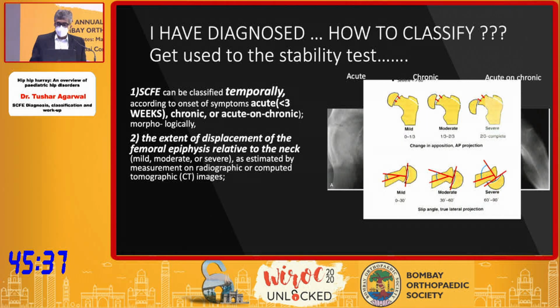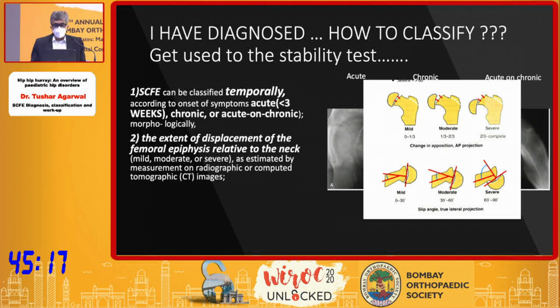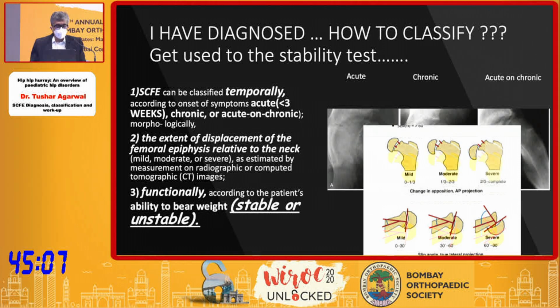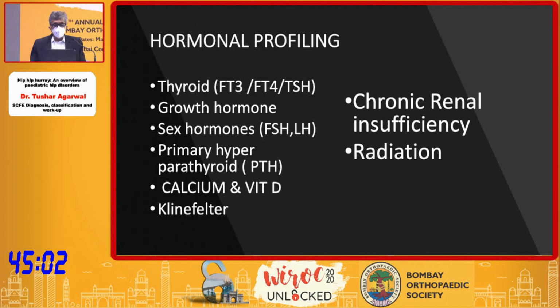Now to quickly classify, acute is all patients symptomatic for less than 3 weeks. Chronic are patients symptomatic for more than 3 weeks with X-ray showing signs of callus formation. Acute on chronic would be somewhere in between, so the patient has been symptomatic for some time and then suddenly becomes more painful. We've already discussed the Southwick angle, less than 30, 30 to 60 and 60 to 90 degrees, which tell us the severity. But currently the most important is the functional classification, whether the patient is able to bear weight or unable to bear weight, as the unstable ones have a worse prognosis.